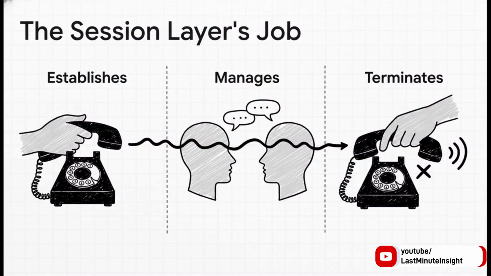The best way to think about it is like a phone call. The session layer is the one that first establishes the connection. It dials the number and waits for someone to answer. Then, it manages the dialogue, making sure the conversation stays active. And finally, when it's all over, it terminates the connection properly. It hangs up the phone. Without this, connections could just drop off randomly or stay open forever. It's basically the rules of etiquette for digital conversations.